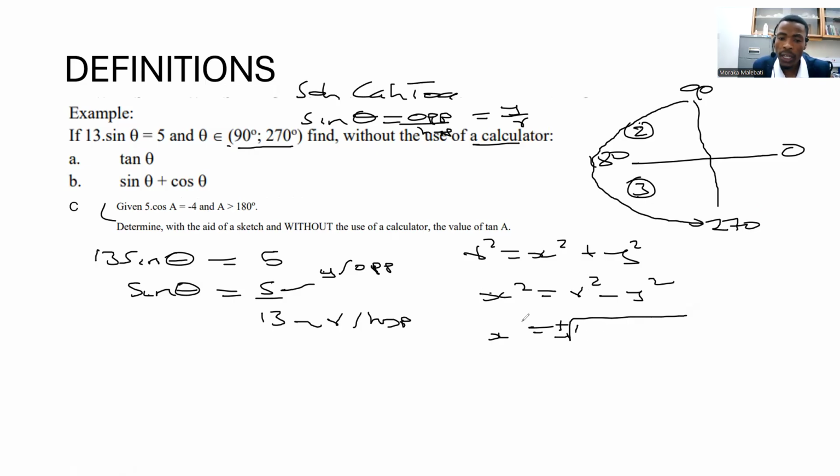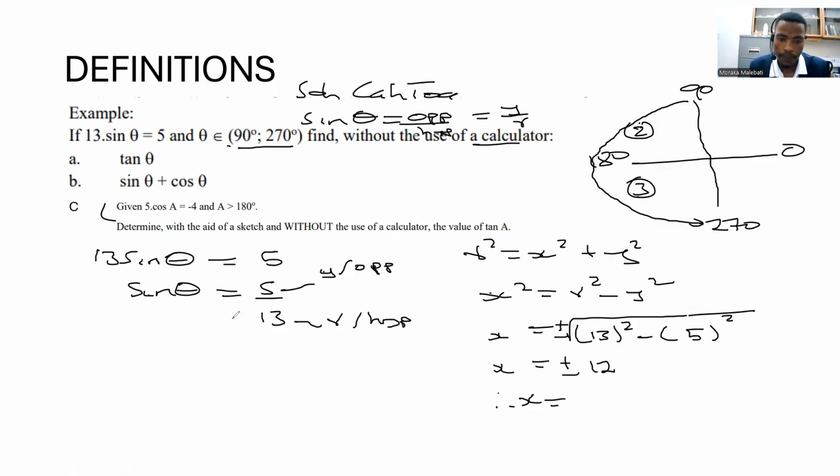Now, what is your r? Your r is 13 squared minus, what is your y? Your y is 5, squared. So you say the square root of 13 squared minus 5 squared. It gives me 12, so here you'll have plus minus 12. X is plus minus 12, but therefore what is x?